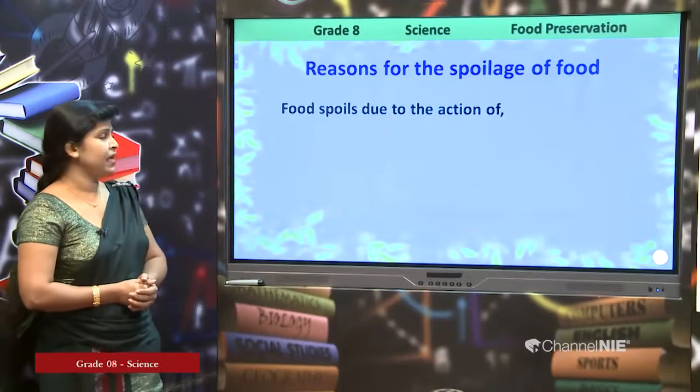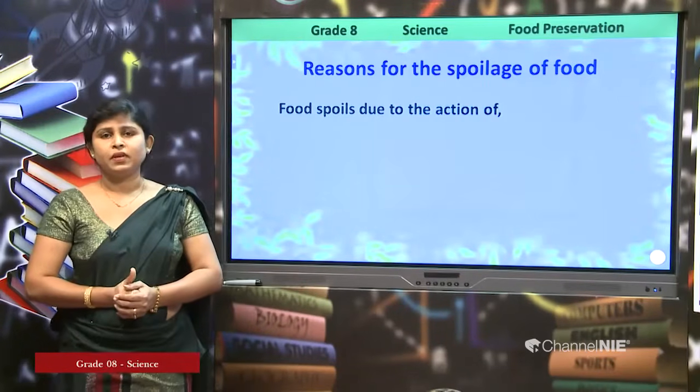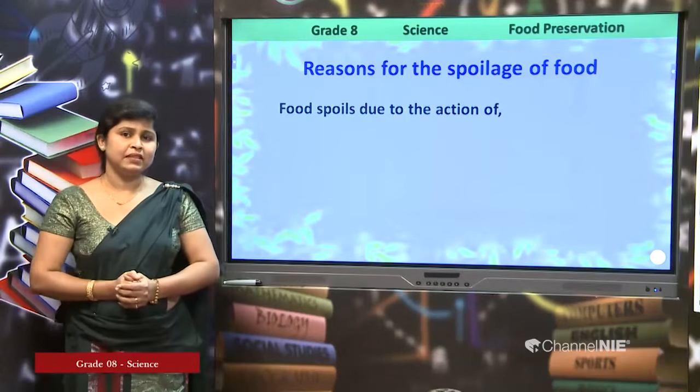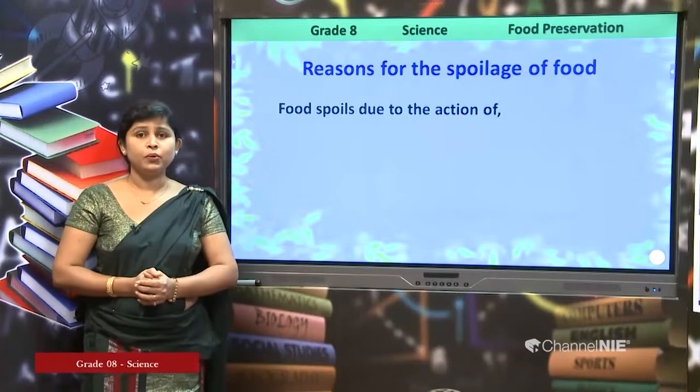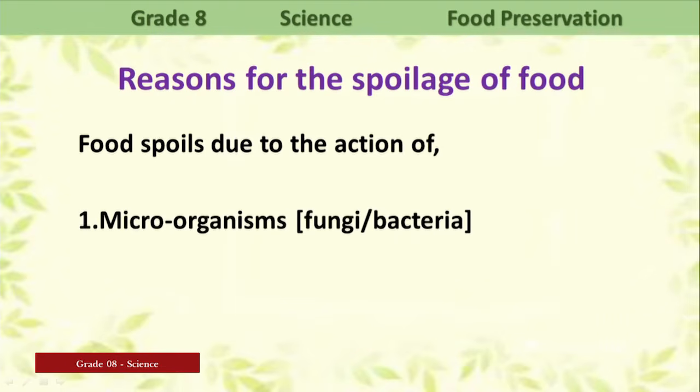Reasons for the spoilage of food. Now, we are going to learn about different reasons for the spoilage of food. There may be various reasons, but they can be categorized into 2 main reasons. Number 1, food spoils due to the action of microorganisms, especially fungi and bacteria.